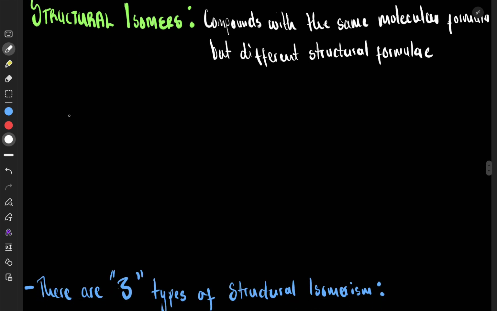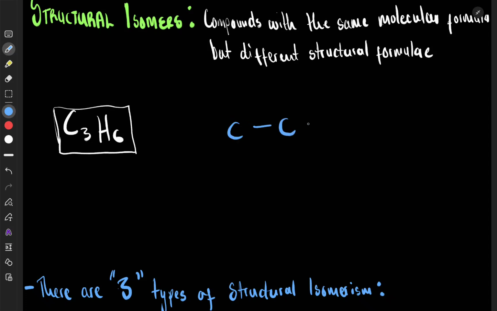Here's an example. You have C3H6. What is this? Well, you can say this is propene. Yes, propene can be C3H6, but it's not only propene. Let's put propene here. We can have 2 carbons there, a hydrogen here, and our 3 hydrogens here like this. This is a type of propene, and it is C3H6.